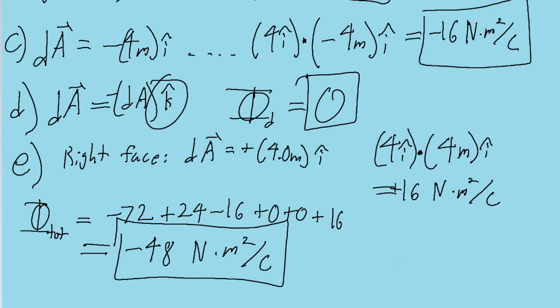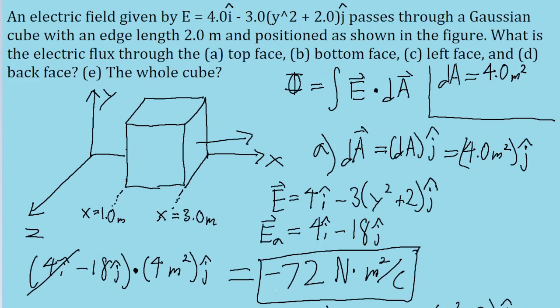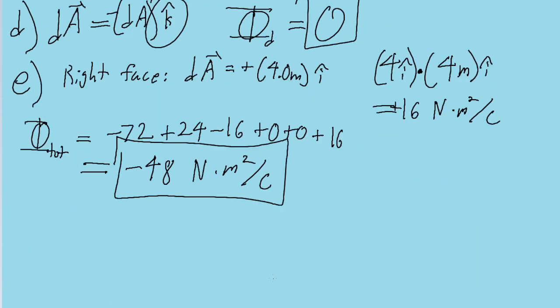And that is it for this problem. I know this problem is probably pretty tedious because there are a lot of steps to it and a lot of things we have to do to find the flux through all six faces of the cube, but fortunately it's not that hard. It's just a matter of rinse and repeat using the same dot product formula over and over again based on this diagram. And that should be it for this problem.